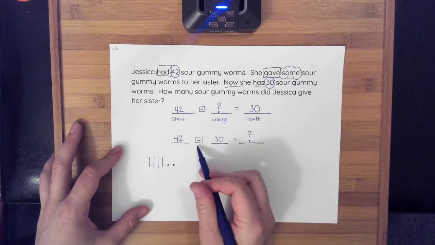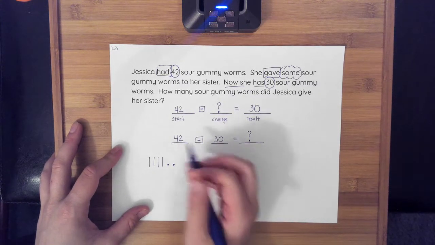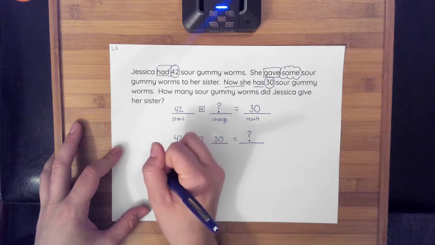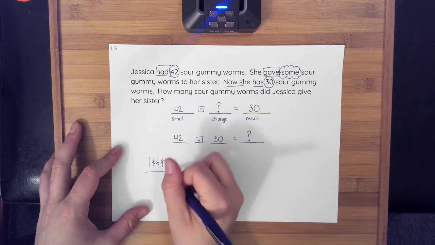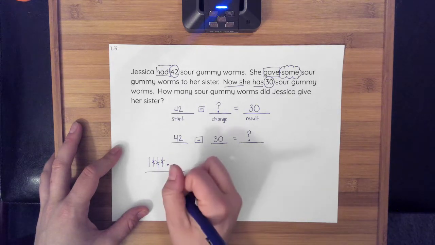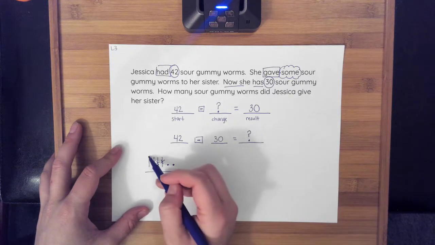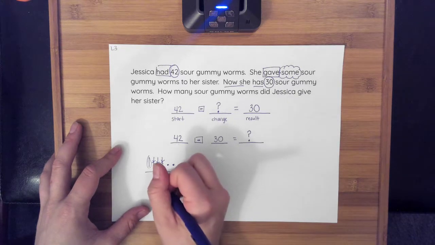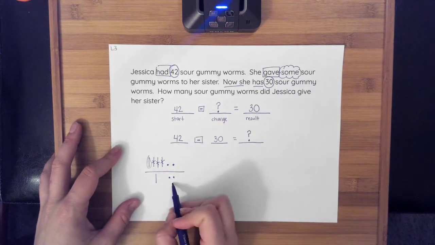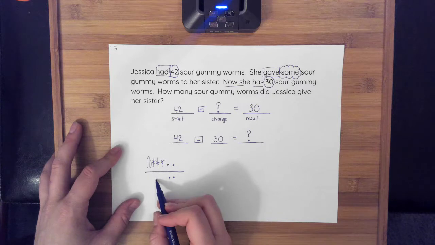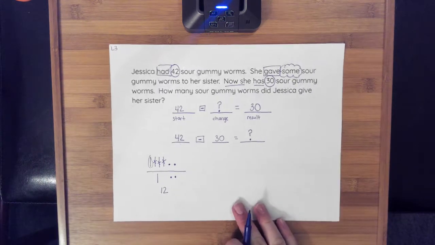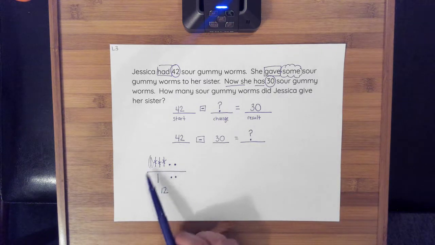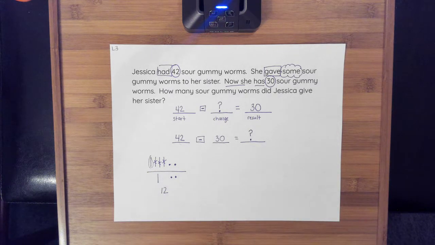And it says I'm taking away 30. And I know 30 is 3 tens. So I no longer have those 3 tens. So I see that I still have 2 ones, but I only have 1 ten. And I know that 1 ten plus 2 ones is 10, 11, 12. So I know that she has given away 12 gummy worms to her sister.